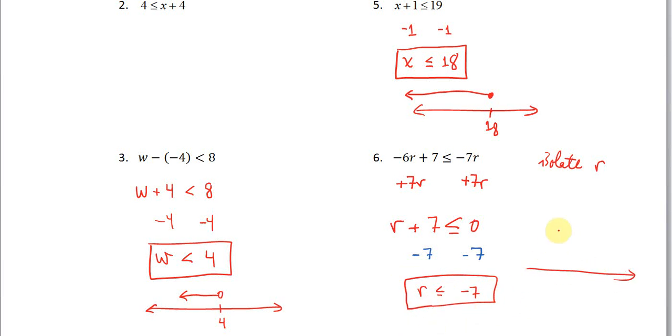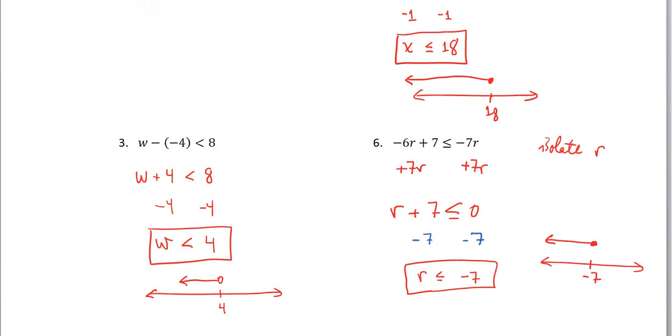And to graph this, let's try that again. To graph this, here's my number line. Here's my number -7. And r is our variable. It's less than or equal to, so we have a filled in dot and then an arrow going to the left side.